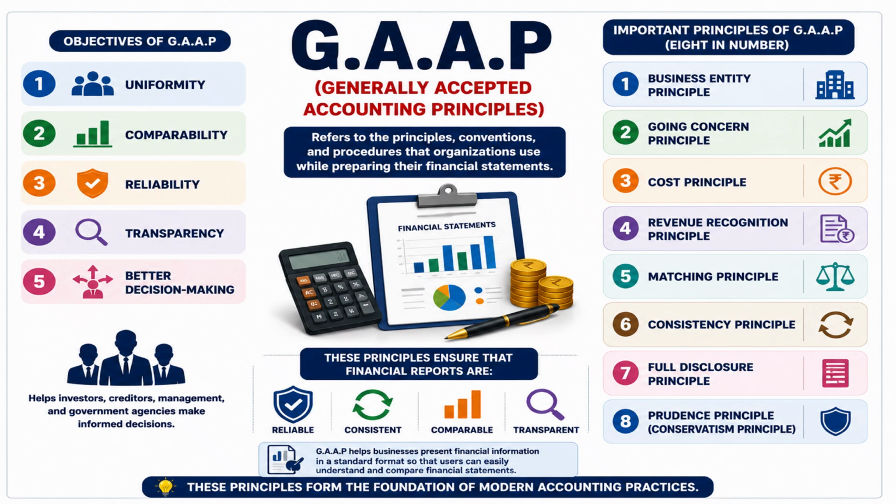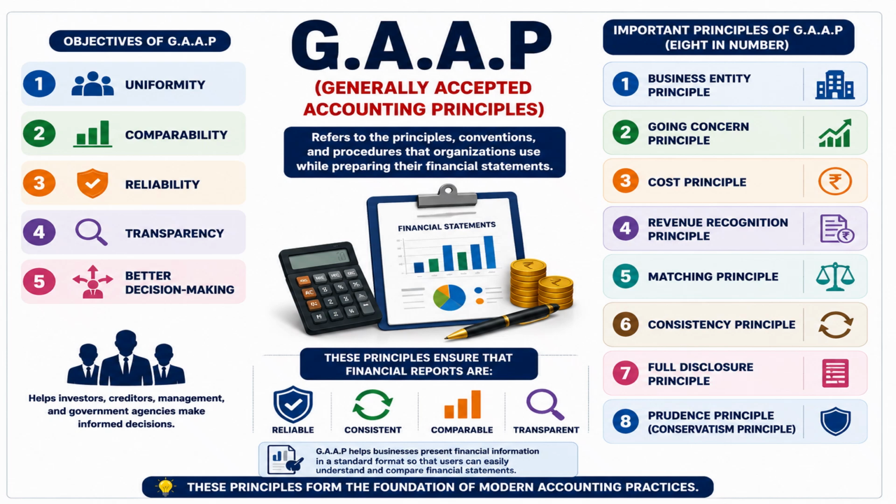3. Cost principle. According to the cost principle, assets are recorded in the books at their original purchase cost, regardless of changes in their market value. This ensures objectivity and reliability in accounting records. Example: land purchased for 10 lakh rupees will continue to be shown at 10 lakh rupees in the accounts even if its market value increases to 15 lakh rupees.